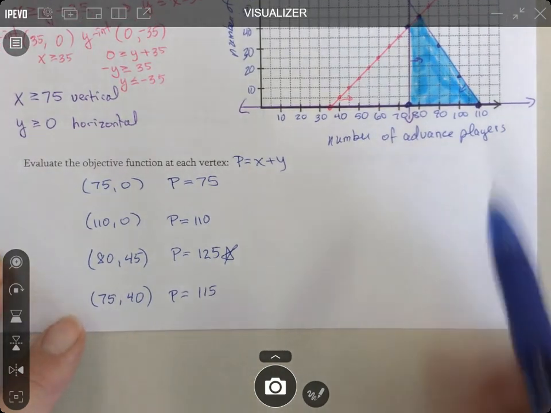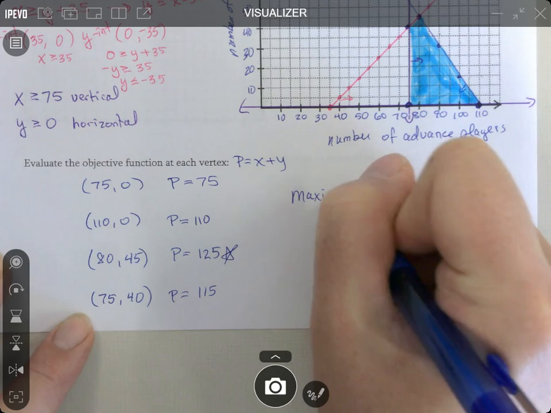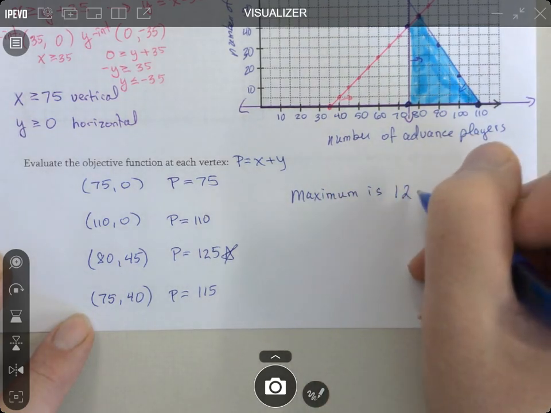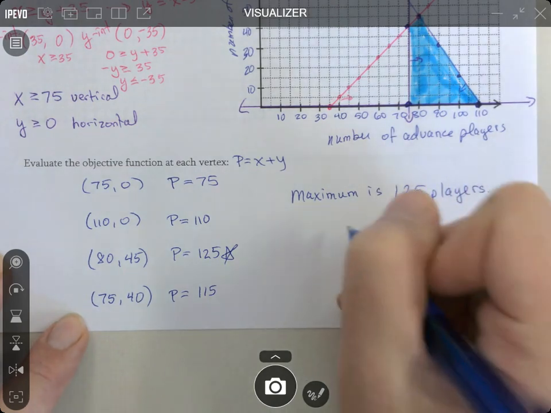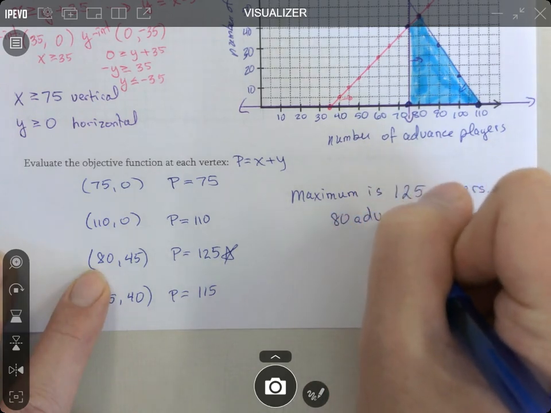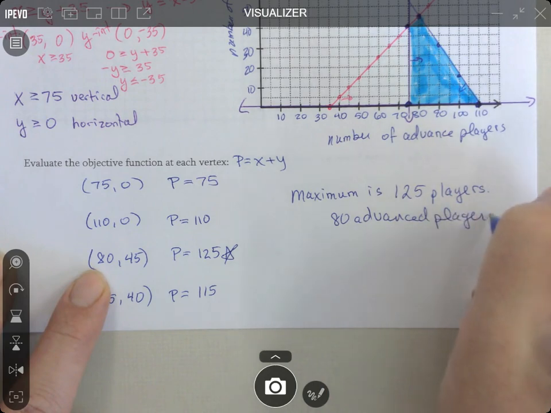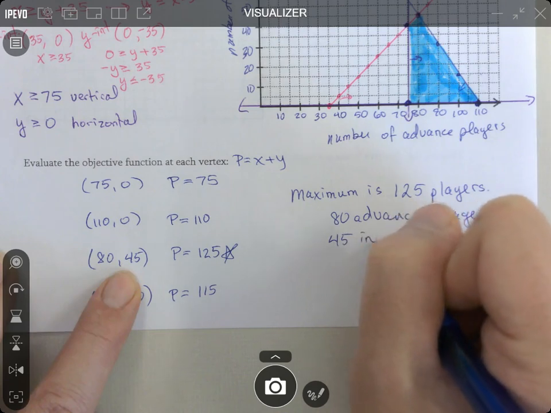Okay, you can't just leave me that. So what's your final answer? Maximum number of players is 125. Maximum is 125 players. I'll write it that way. And where do we get these 125 players? That is 80 advanced players and 45 intermediate players.